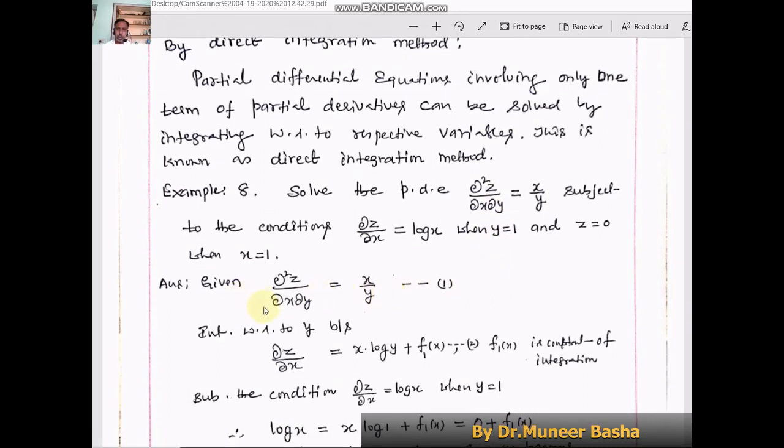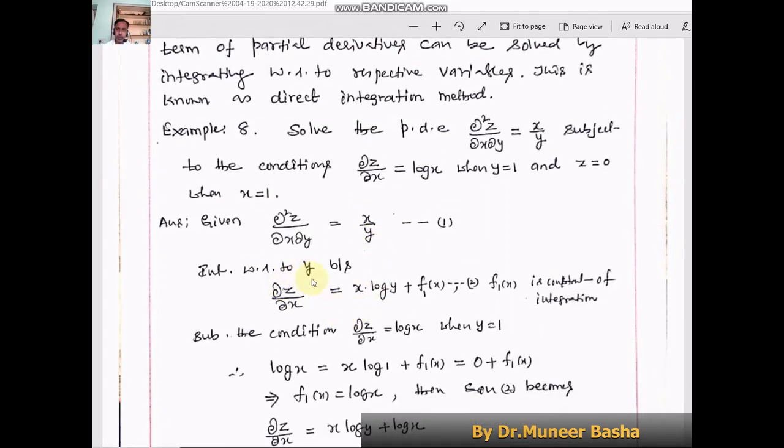So now write the given relation dou square z by dou x dou y is equal to x by y, integrating with respect to y on both sides. Here dou by dou y will be cancelled because we are integrating with respect to y, and on the right hand side we are integrating with respect to y, keeping x as a constant. The integration of 1 by y is log y plus some constant we have to write. That constant we generally write as c, but here we are treating x as the constant, therefore we write plus f1(x). f1(x) is treated as a constant term or constant of integration.